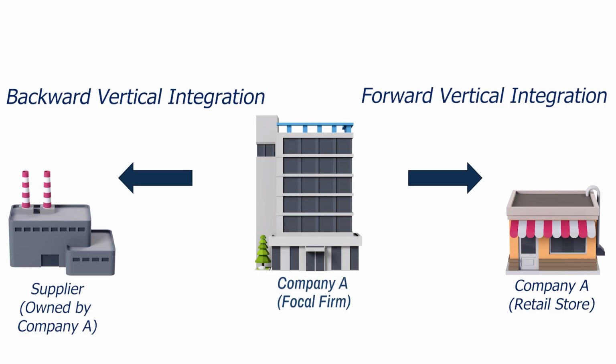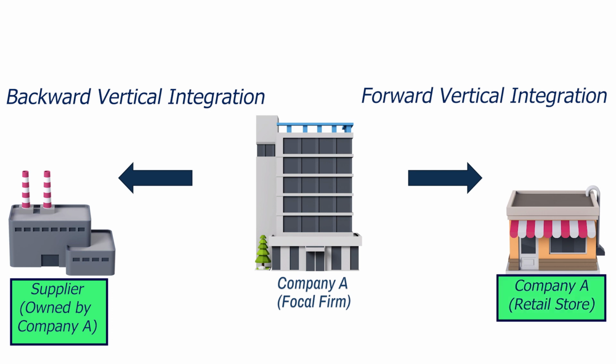Now, company A owns the supply aspect of the supply chain and the retail aspect of the supply chain, and has essentially implemented both backward vertical integration and forward vertical integration.